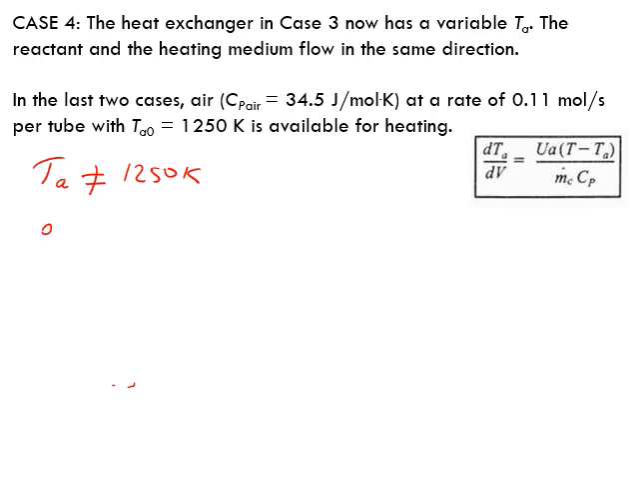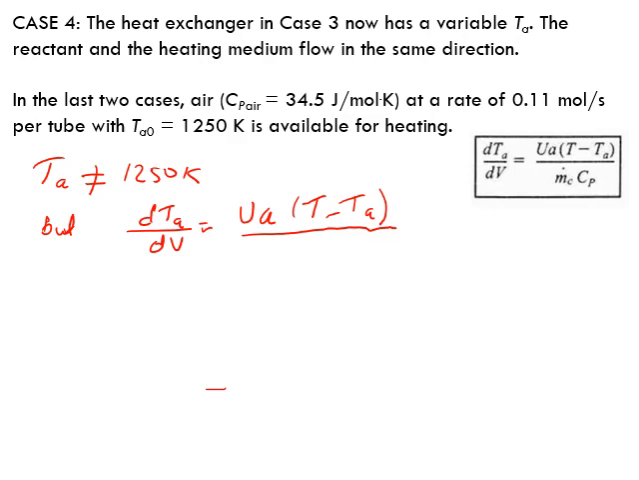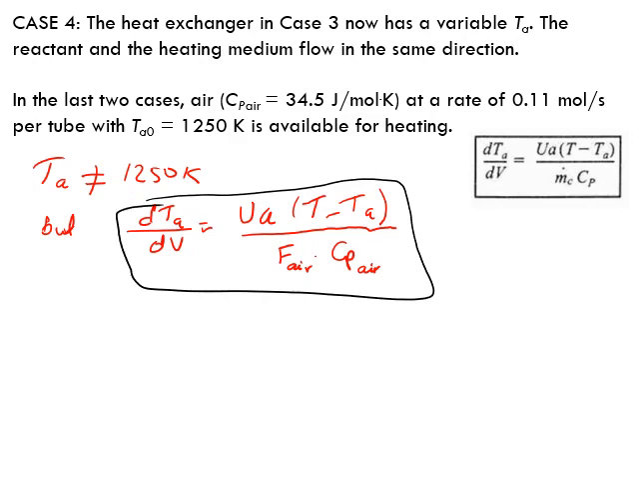However, so what's our equation for TA then? Well, we have a differential equation for TA, and since it's a co-current, then we use this equation: dTA by dV equals UA times (T minus TA), divided by, well, we have here not the mass flow rate of the heating medium, but the molar flow rate of air, multiplied by CP of air.